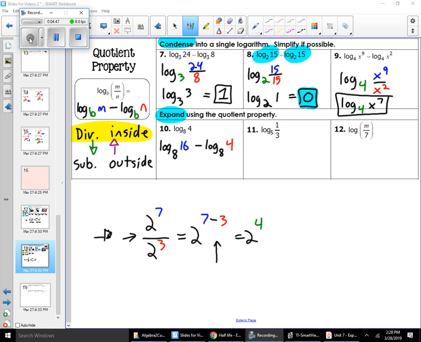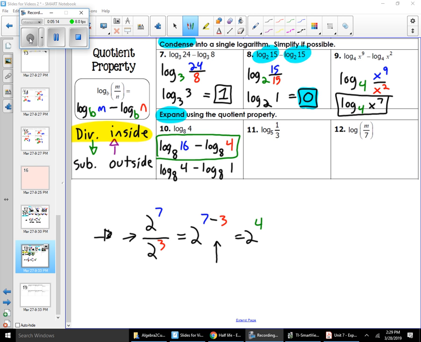4 is also the same thing as 4 divided by 1, so we could do log base 8 of 4 minus log base 8 of 1, or log base 8 of 8 minus log base 8 of 2. There are infinitely many correct answers for number 10. So I'm just showing you a couple examples to get comfortable with the idea. On the practice, I'm actually going to tell you which two numbers to use. So that takes away some of the guessing work.